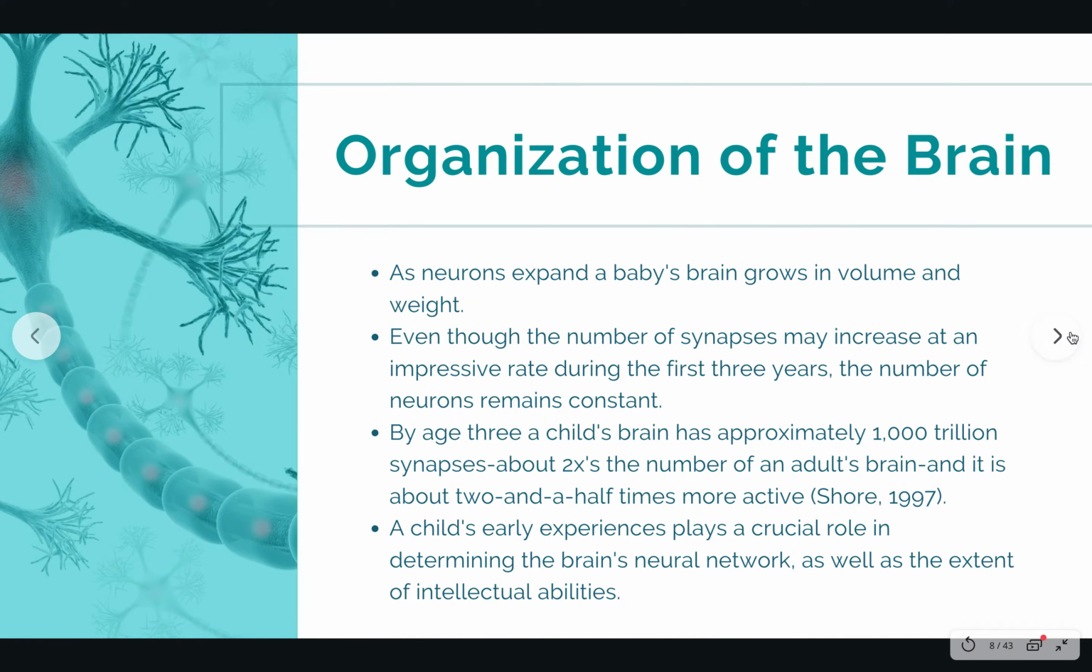As neurons expand, a baby's brain grows in volume and weight. Even though the number of synapses may increase at an impressive rate during the first 3 years, the number of neurons remains constant. By age 3, a child's brain has approximately 1,000 trillion synapses, about 2 times the number of an adult's brain, and it is about 2.5 times more active. A child's early experiences play a crucial role in determining the brain's neural network as well as the extent of intellectual abilities.